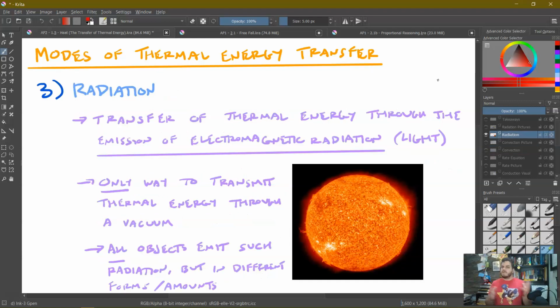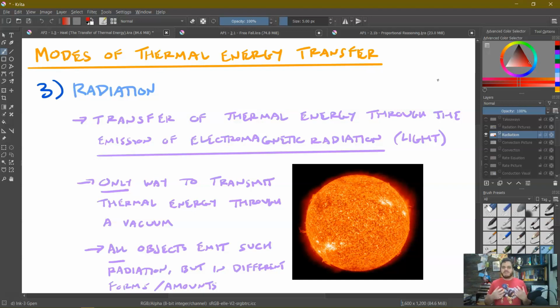The third and final mode of heat transfer that we're going to talk about is radiation. Now, I want to be real clear. We're going to talk about radiation and electromagnetic radiation, otherwise known as light, way more next semester. We're just going to touch on the very surface level right now to understand what exactly is happening here. We're going to talk about it way more down the line.